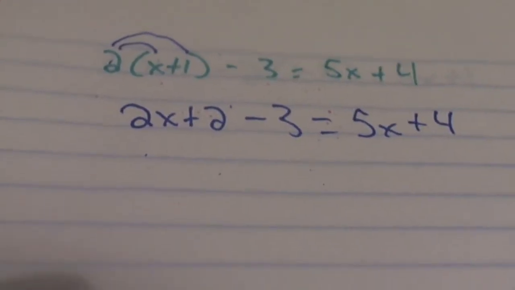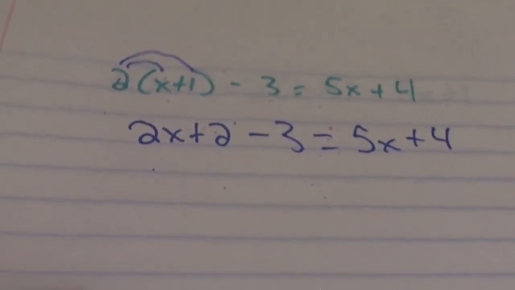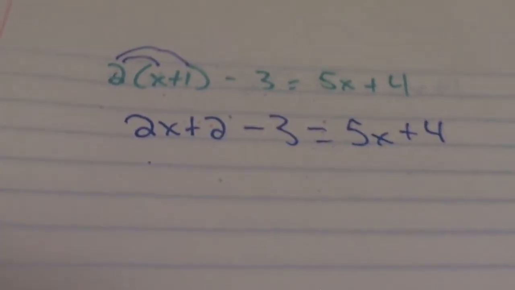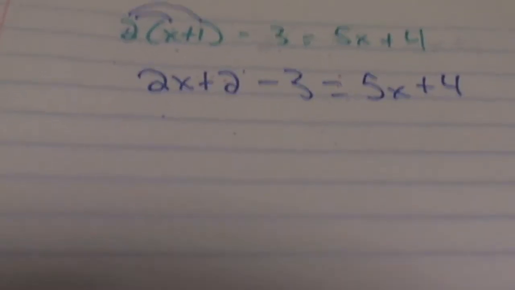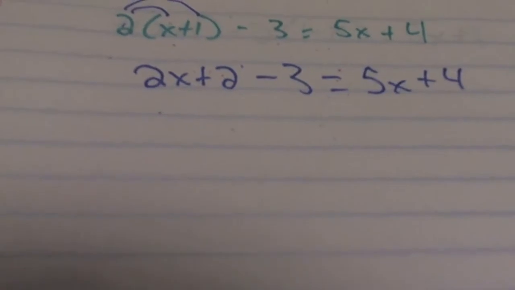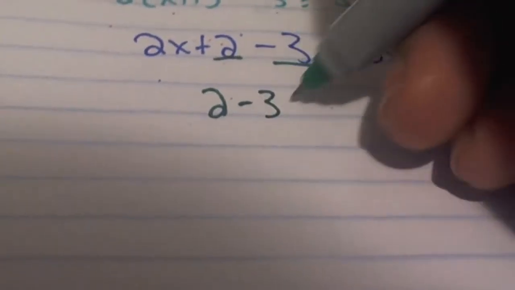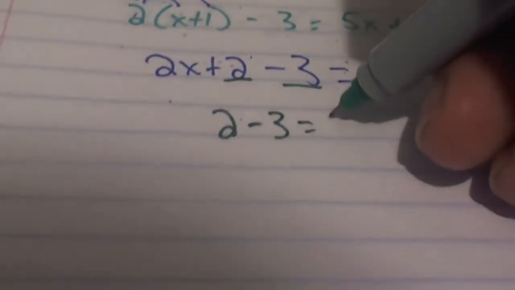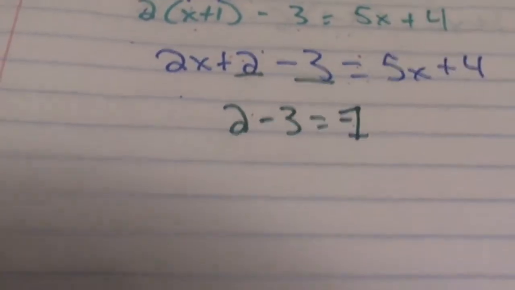Okay. Next thing is we have to combine like terms. A lot of y'all were not combining the terms. We need to combine the terms. Okay? So, what two things do we have in common? We have these two in common. So let's combine those two. So it's 2 minus 3. 2 minus 3 is negative 1.